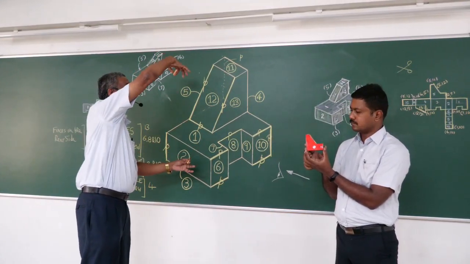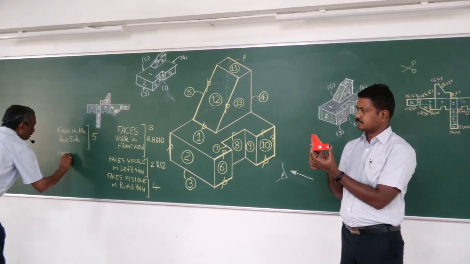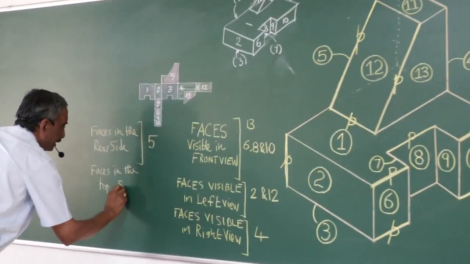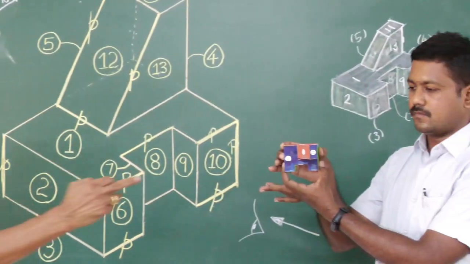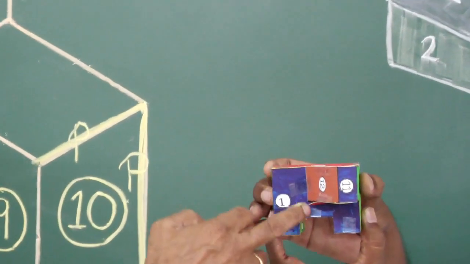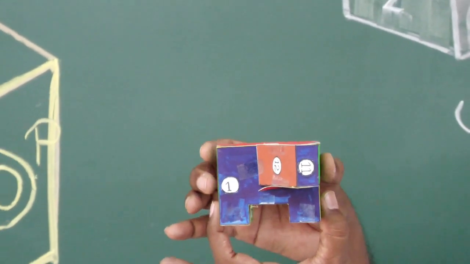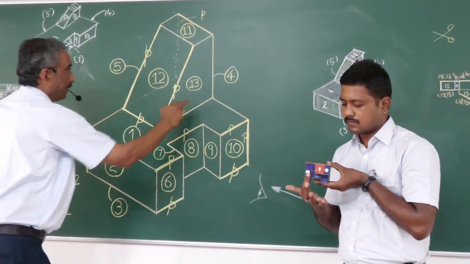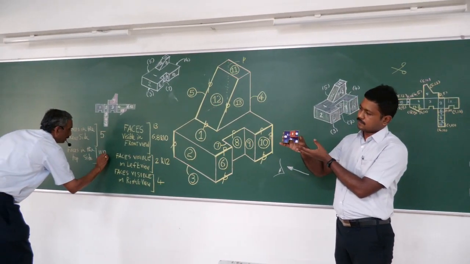Now we will see the top. Faces seen in the top side. Naveen Ganesh has tilted the object and we can see face 11. Face 12 also will be seen. Face 1 also will be seen. So if you go to the top, we can see 11, 12 as well as 1. Am I right, sir? 11, 12 and 1.